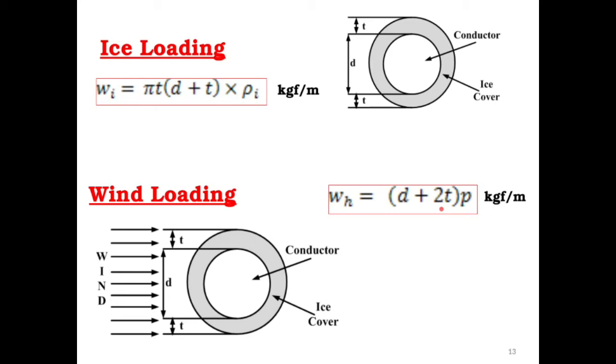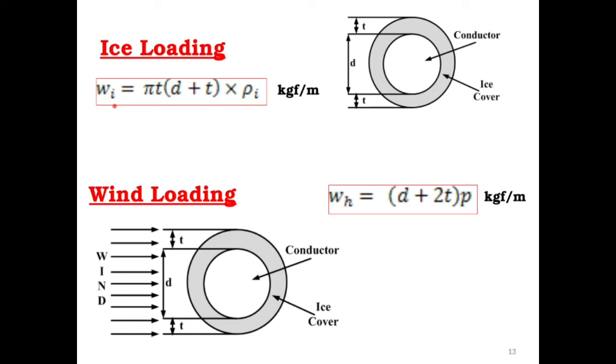If we consider summertime, there is no ice deposition, only wind force is working on the conductor, so T will be equal to 0. And if we go back to this ice loading, that is summertime, again there is no ice deposition on the surface of the conductor, then T will be equal to 0 and Wi will be equal to 0 straight away.